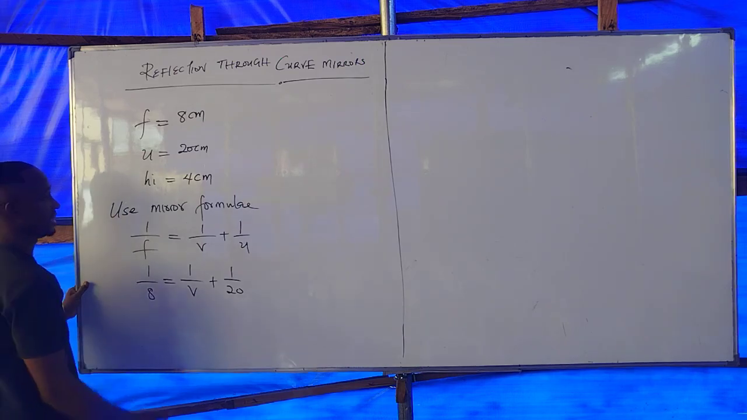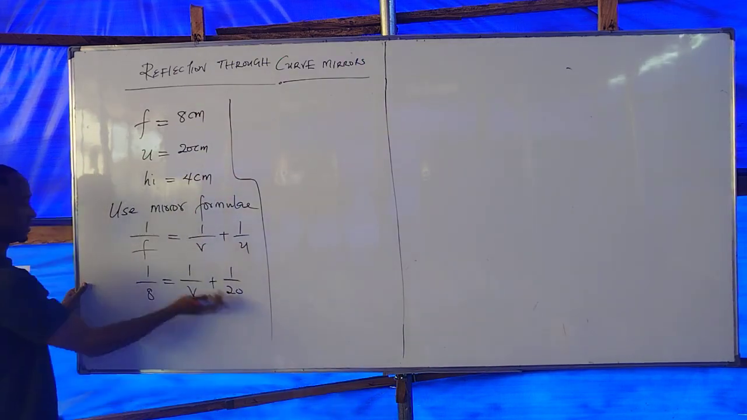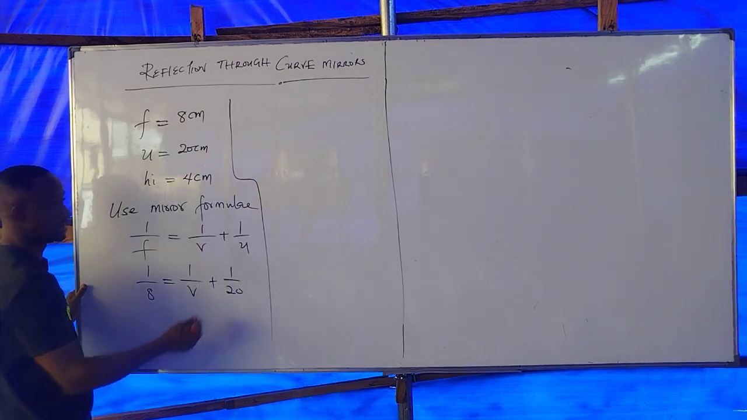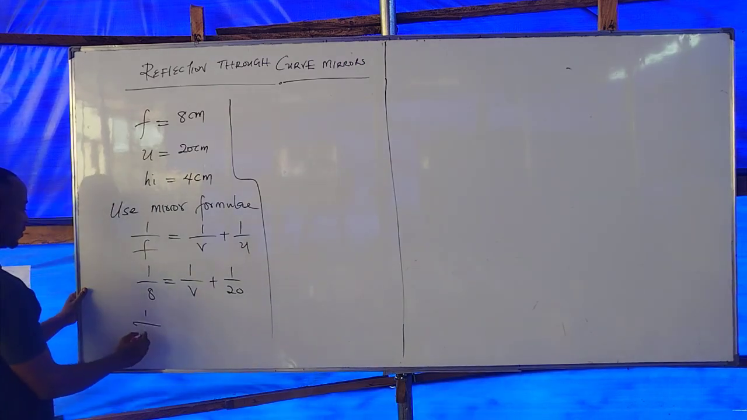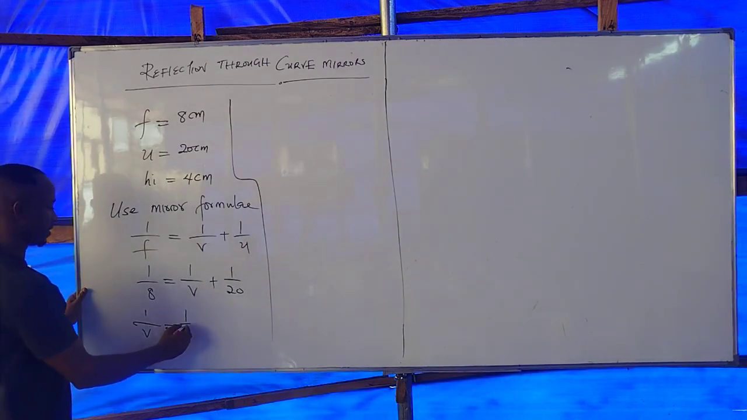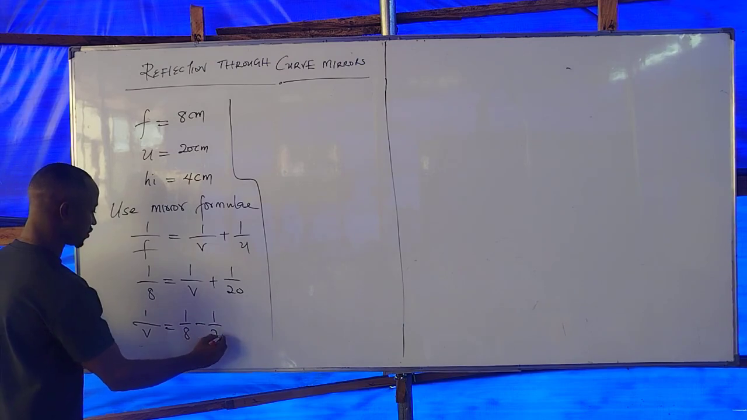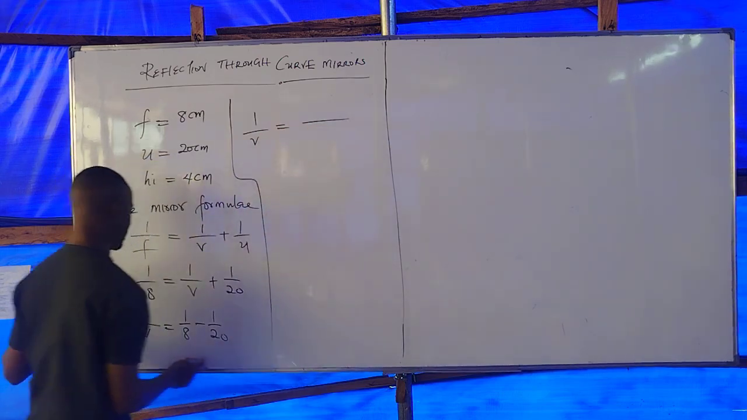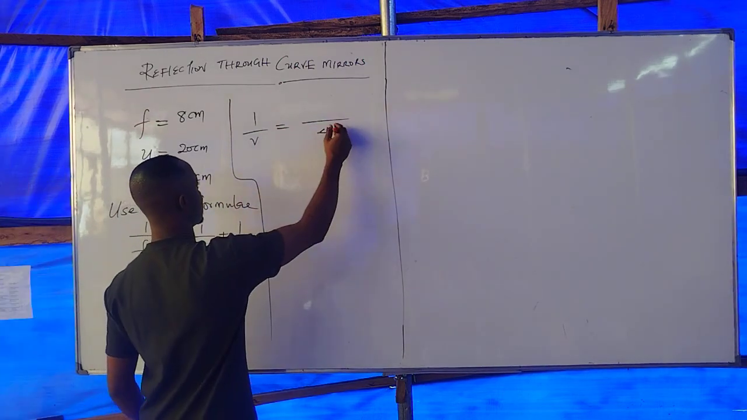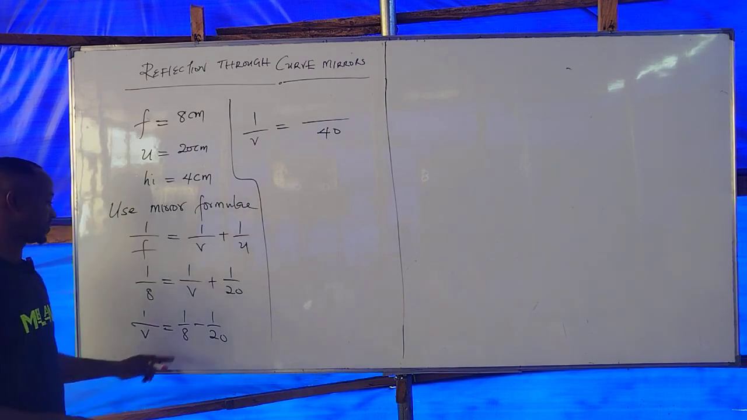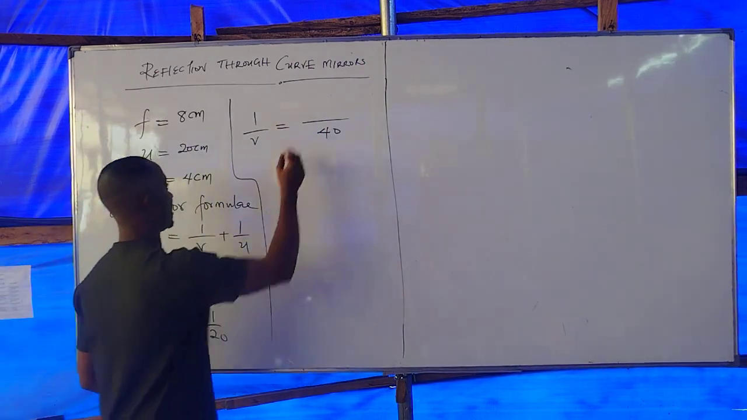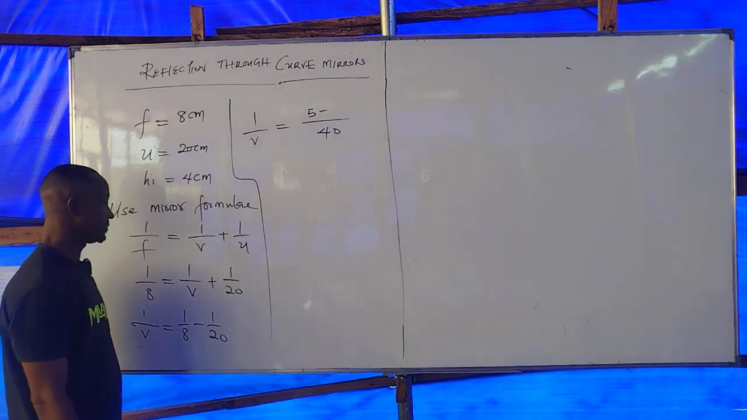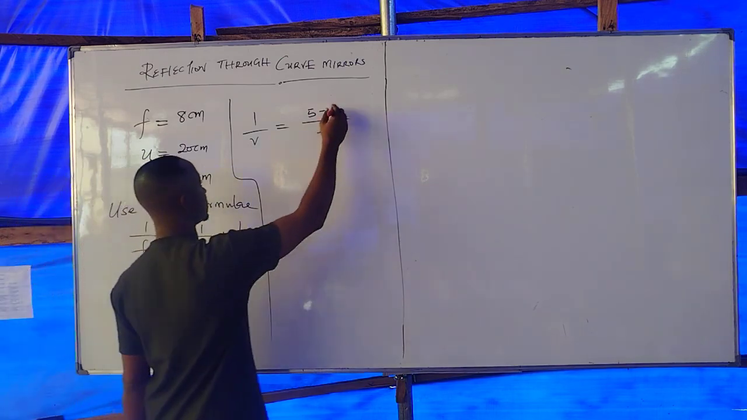Are you there? The next step is to move this to the other side, or we subtract 1 over 20 from both sides. And that will give us 1 over V equals 1 over 8 minus 1 over 20. The LCM of 8 and 20 is 40. So divide 40 by 8, we have 5, 5 times 1 is 5. Minus, divide 40 by 20, we have 2, 2 times 1 is 2.